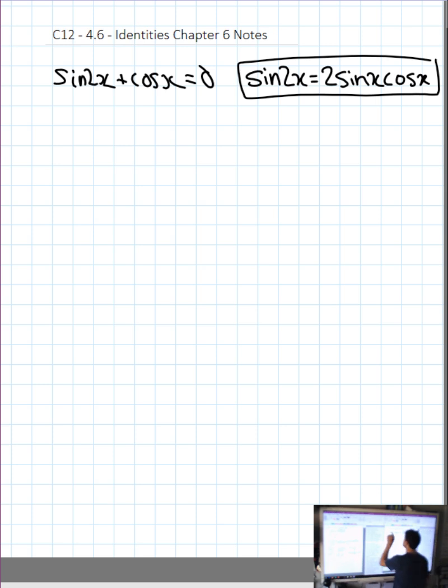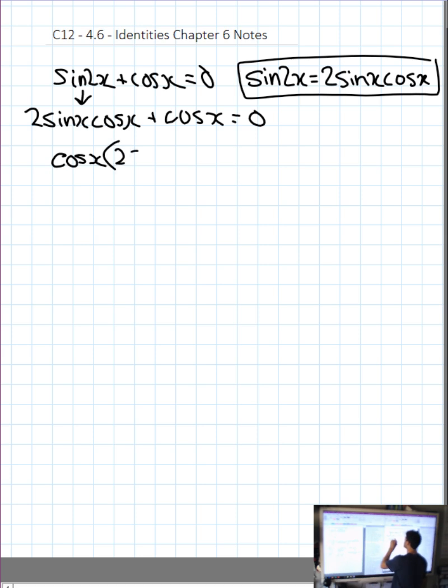So I'm going to replace sine 2x with the definition off to the right. This sine 2x turns into 2 sine x cos x plus cos x from above equals 0. Now look at that, they both have a cosine, so I can factor out a cosine. So cosine x, open bracket, 2 sine x plus 1. Check by distribution, it's good.